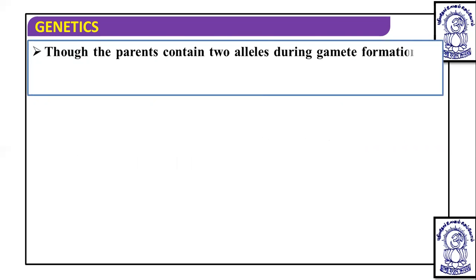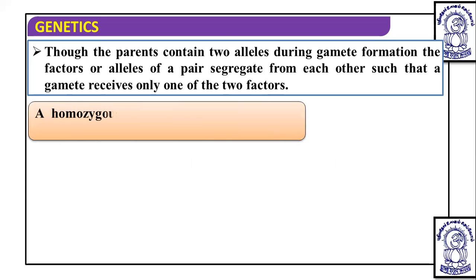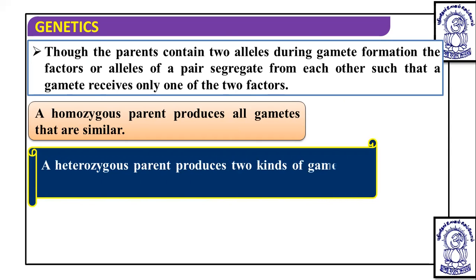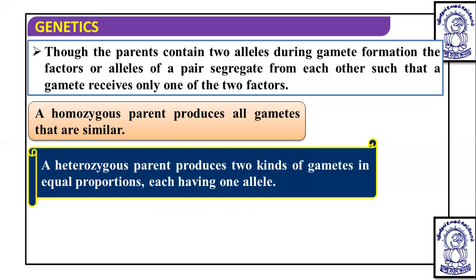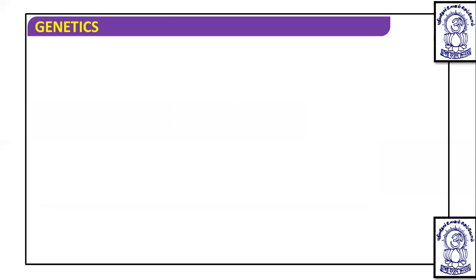Though the parent contains two alleles, during gamete formation the factors or alleles of a pair segregate from each other such that the gamete receives only one of the two factors. A homozygous parent produces all gametes that are similar. A heterozygous parent produces two kinds of gametes in equal proportion, each having one allele. Means if capital T small t is there, then there is a chance of a gamete with capital T and small t as well, in 50% proportion each. Segregation of genes is a universal phenomenon in all organisms reproducing by the normal sexual method. Means it is universally applicable.